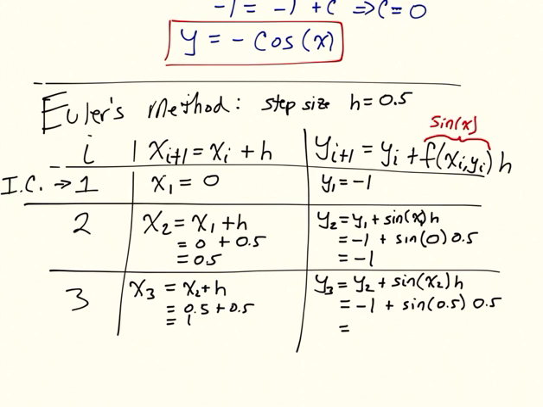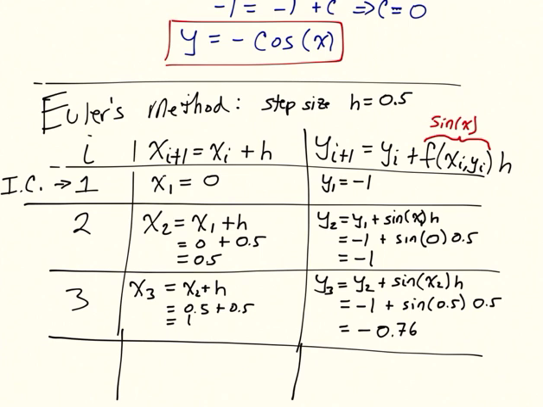And if we do out the math, this comes out to be minus 0.76, which gives us our next y value. So now we have 3 points in our solution, our initial condition, our point at x2, and our point at x3. Let's do one more line in our table, and then we'll show an example with our plot.